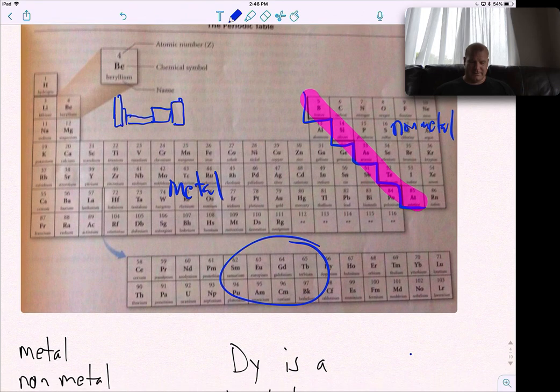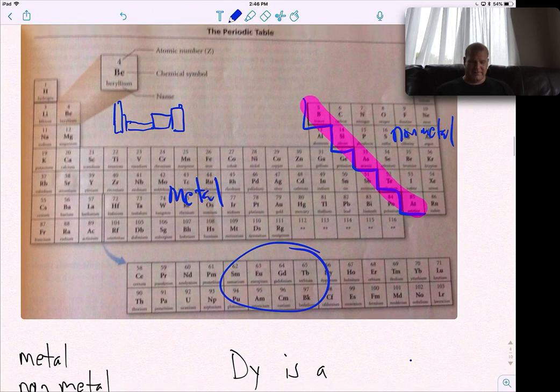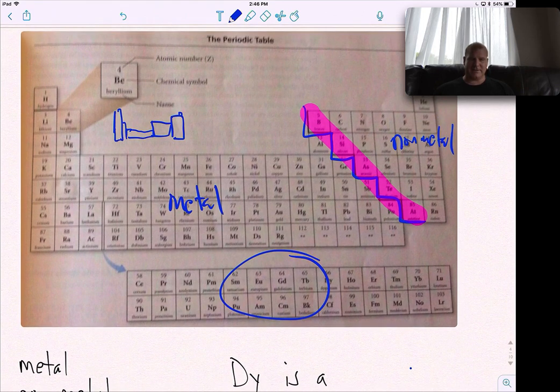So let's talk about metals. Generally, properties of metals: metals tend to conduct heat and electricity well. Non-metals tend to be insulators. Is that true for all metals and all non-metals?